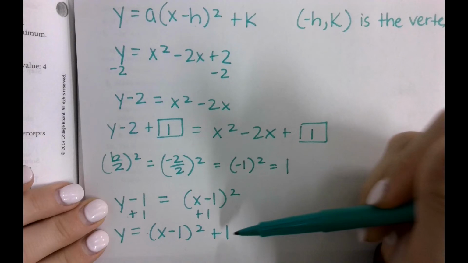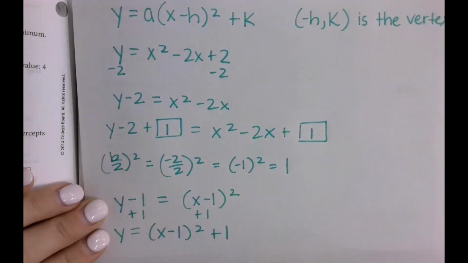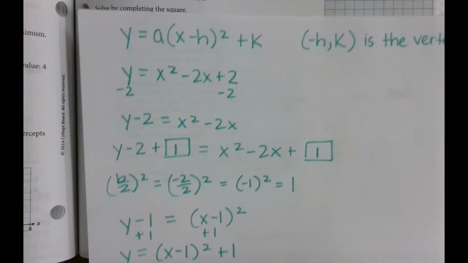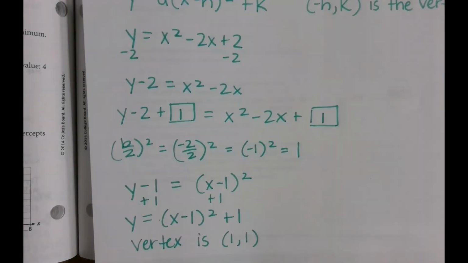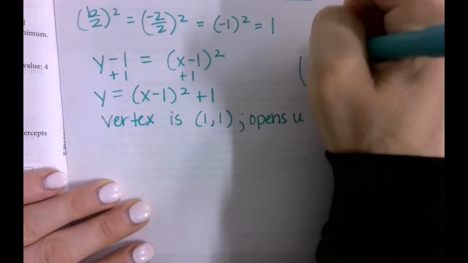The vertex is h, k, so you actually do the opposite sign. So if it's negative 1, it becomes positive 1, and then our y value is 1. So for this one, our vertex is 1, 1. If there's just an invisible 1 in front of these parentheses, a is positive 1. So that tells us that it opens upward. That means it has a minimum vertex.